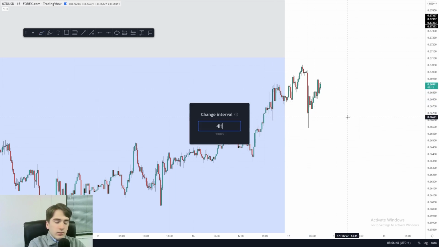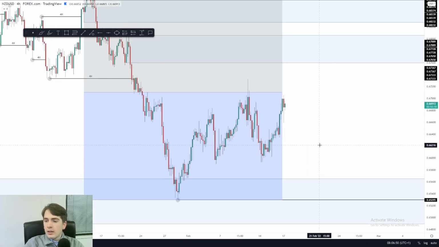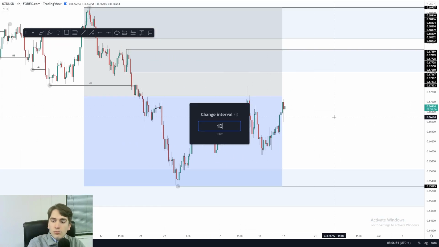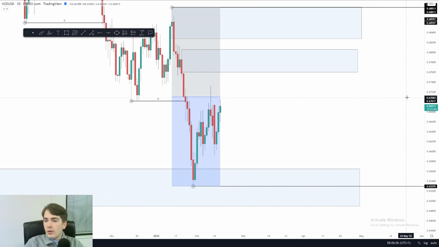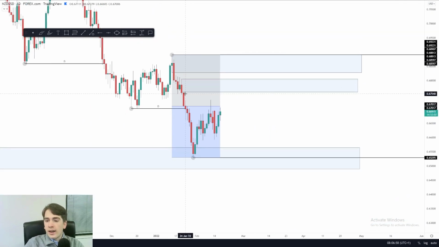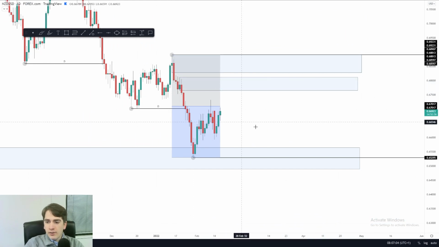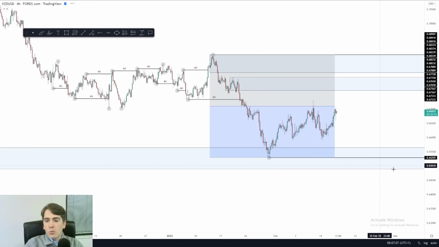So for now, Kiwi dollar is not interesting at all. We also don't have any fresh areas of 4-hour supply. So what does this mean overall for Kiwi dollar? Well, it means that we could target these higher areas of daily and 4-hour supply. So as you guys know, this is an area of daily supply, and this is your extreme daily area of supply. Then looking at the 4-hour, what can we see?